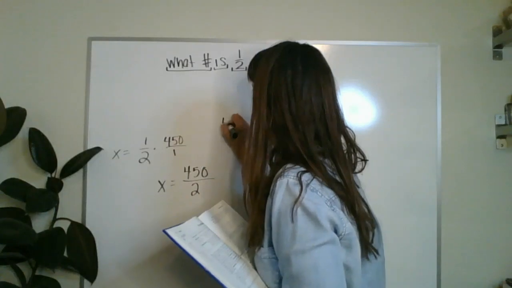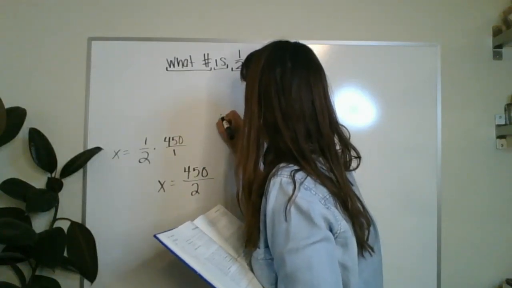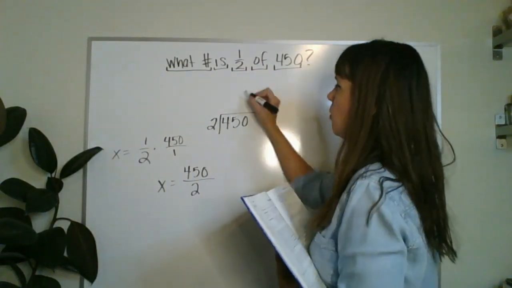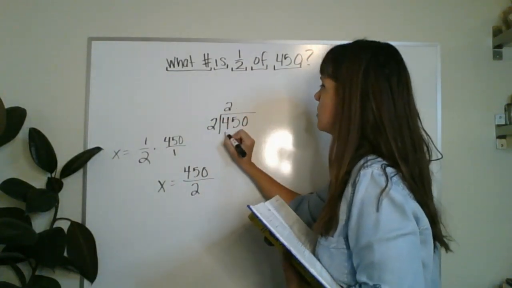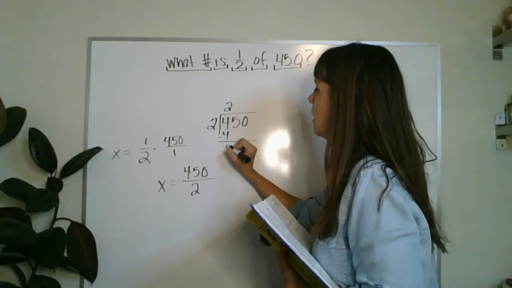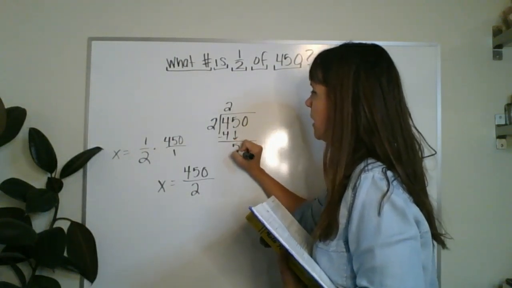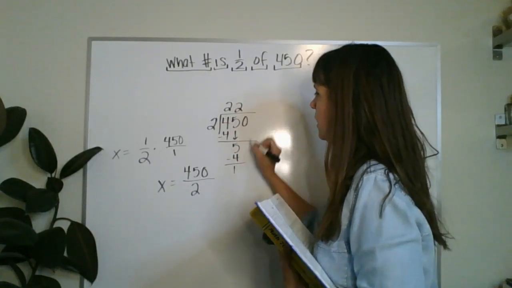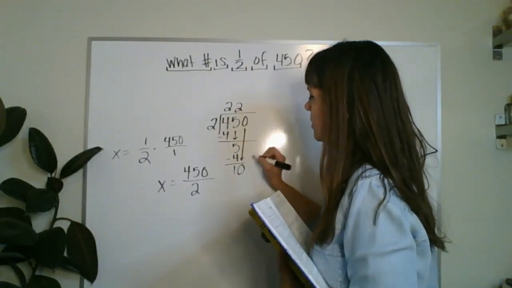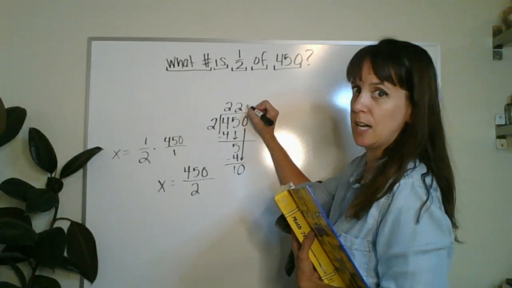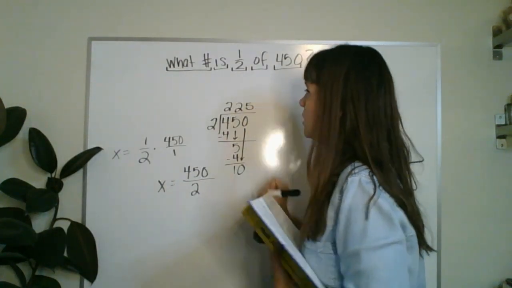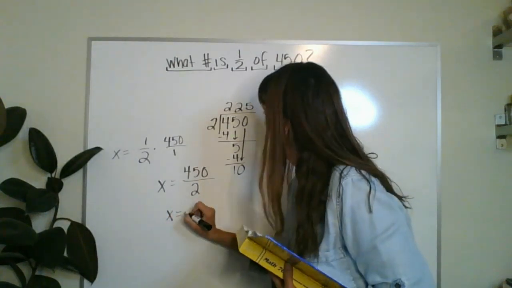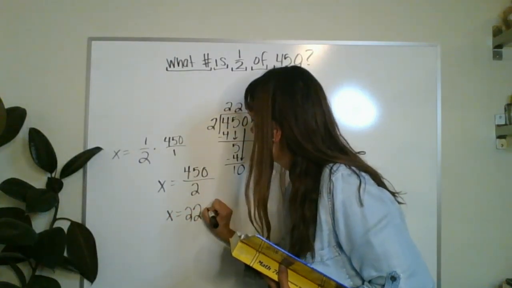So we have 450 divided by 2. 2 goes into 4, 2 times 2 is 4. We subtract, we bring down, we get 5. 2 goes into 5 2 times with a remainder of 1. Bring down that 0. 2 goes into 10 5 times. So we come back down here. x equals 225.